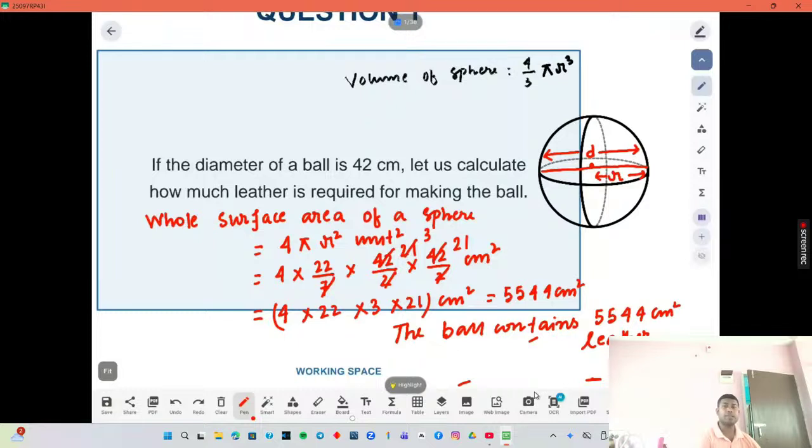Because what is radius? Radius is half the diameter. So now, by putting all the values in the formula, we get 5544 centimeter square. Therefore, the ball contains 5544 centimeter square leather.